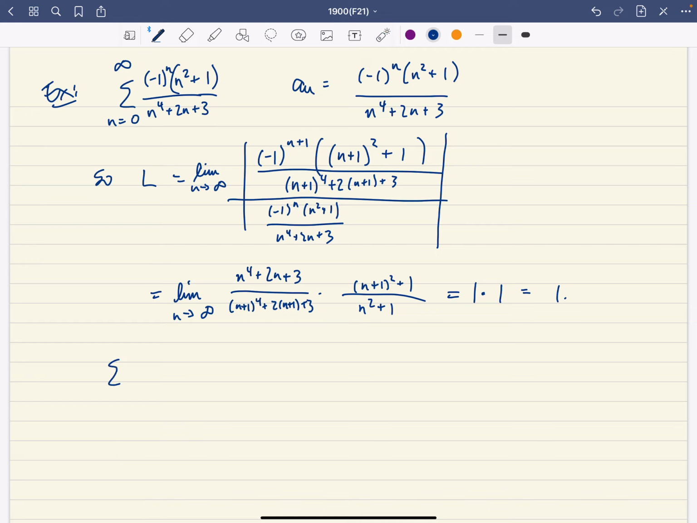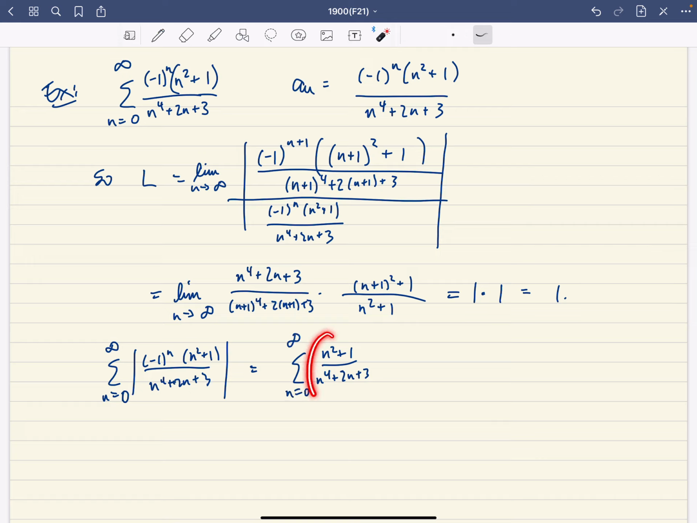So if I look at the sum of the absolute values, -1 to the n times n squared plus 1, all over n to the 4th plus 2n plus 3, as n goes from 1 to infinity, or 0 to infinity, I guess. This is just the sum of n squared plus 1 over n to the 4th plus 2n plus 3, as n goes from 0 to infinity. And so here, if you look at n squared over n to the 4th, again, the only thing that's going to matter are the dominant terms, and this is going to behave like the sum of 1 over n squared, and therefore this is going to converge.